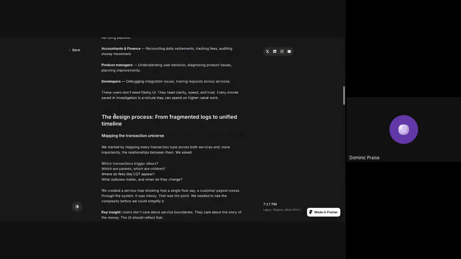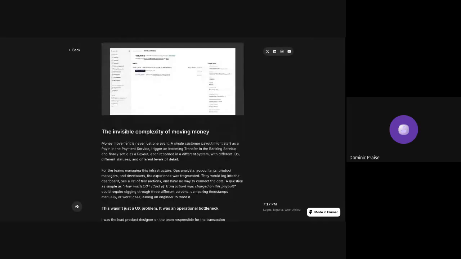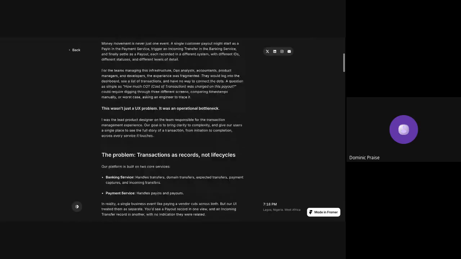Okay, so let's look at this for example. This person also designed a transaction timeline where you are able to see in detail how the transaction went. This is like back office stuff for a company; the company's name is Anchor. They do stuff just like Paystack and Co.